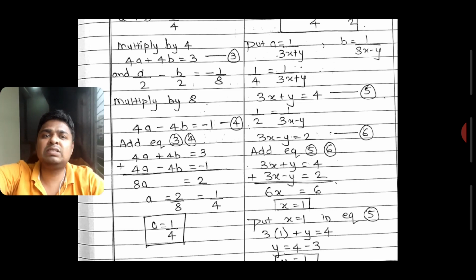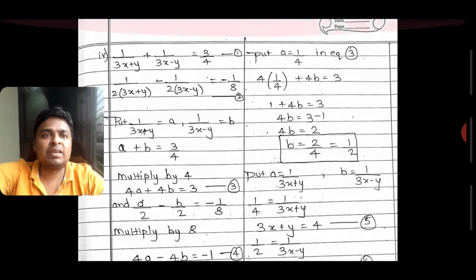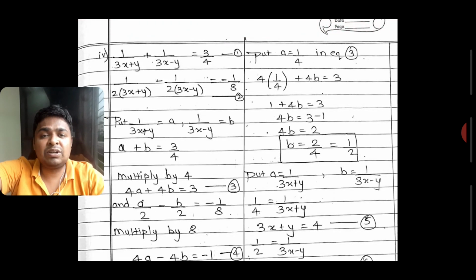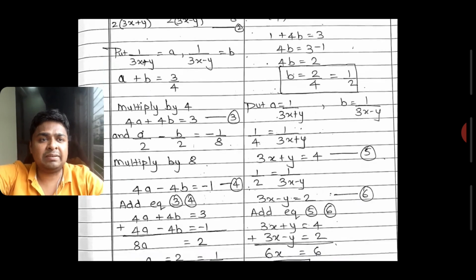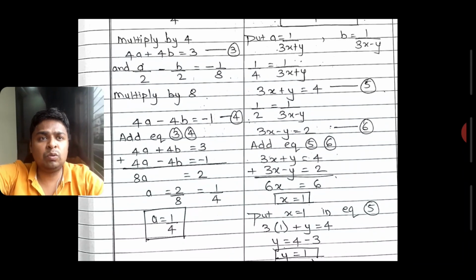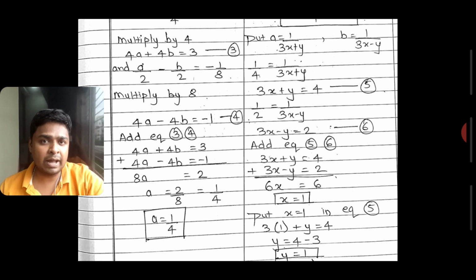And then I solve these two equations. I get the value for a. Then substitute 1 upon 4 instead of a in any one of the equations, I'll get the value for b. As usual you have to do. So just have a look at it, you will understand. Then substituting a is equal to 3x plus y and b is equal to 3x minus y.